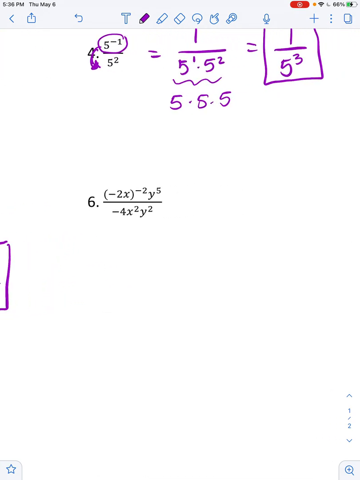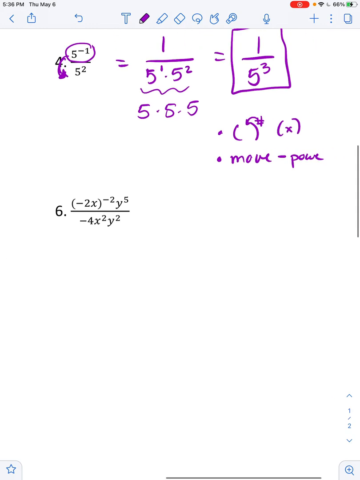Wowza. Okay. Let's kind of go through our little checklist. Again, I used to say do the parentheses first. So if you have a power out here, get that in there through multiplication. And then what I like to do second now, I like to move the negative powers.